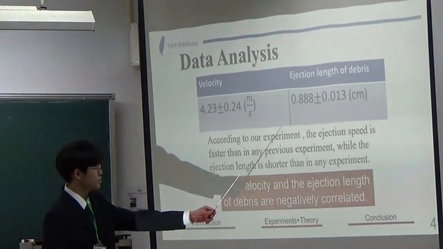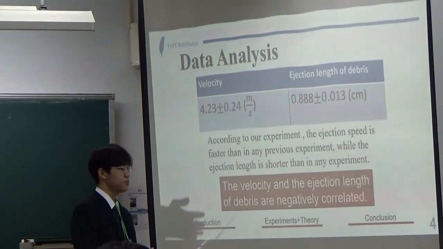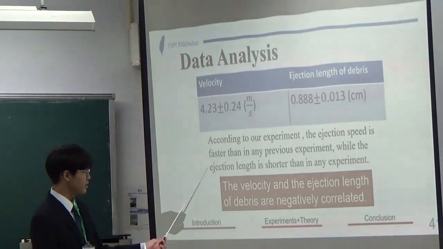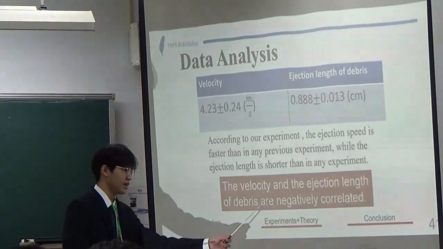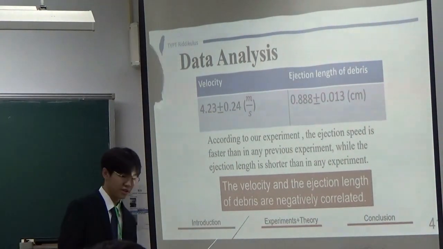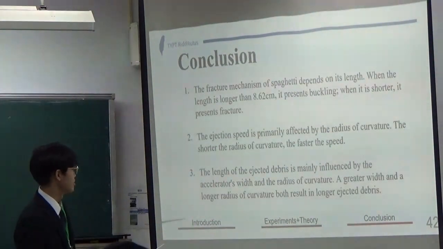According to our experiment, the ejection speed is faster than in any previous experiment. But the ejection length is shorter than in any experiment. So we verified again that the velocity and the ejection length of debris are negatively correlated. And now to my conclusion.